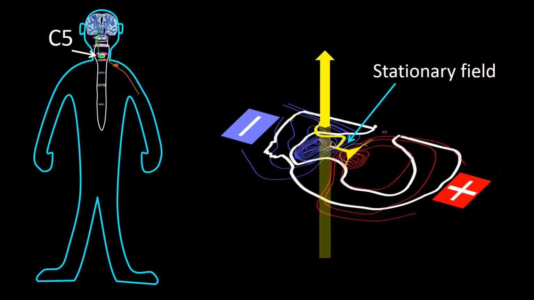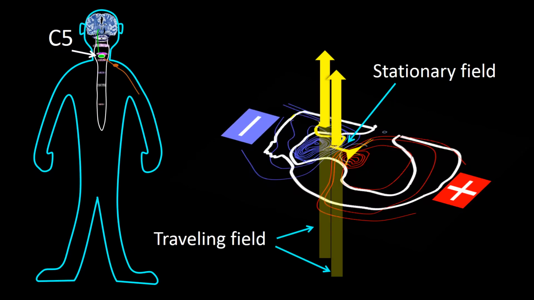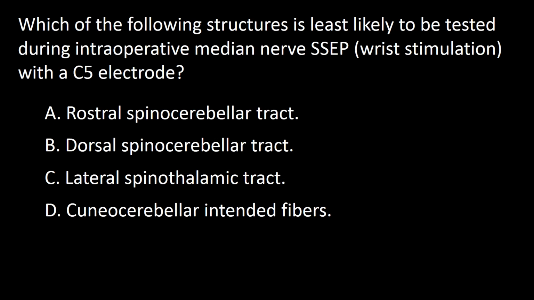So, the C5 potential is generated by a stationary field created by activation of the dorsal horn cells by fibers ascending in the cuneatus fascicle, and the fields created by the ascending electrical volleys in multiple tracts activated by median nerve stimulation. So the answer to this question is B.